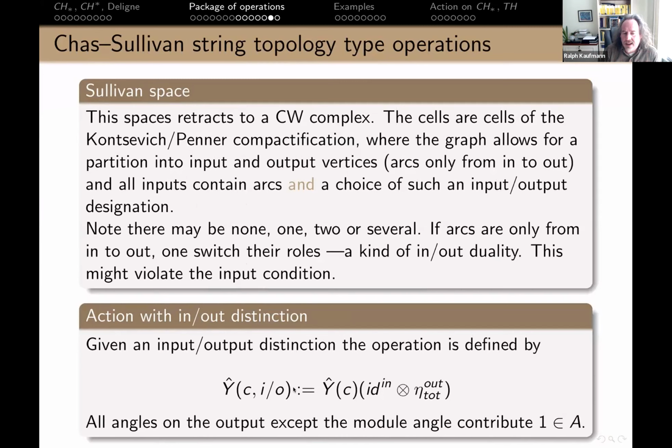And then with this decoration, you can write a correlation function again, or an operation again, where now I use this eta out tot, which I had before. So in every slot which is not the module slot, insert one. That's asymmetric. I only do this on the outputs. It's very important. And then magically, this becomes a DG prop. That's not that easy to prove, but it does. But the important thing is there was this asymmetry where I put one in the output angles, which are not the module angle.